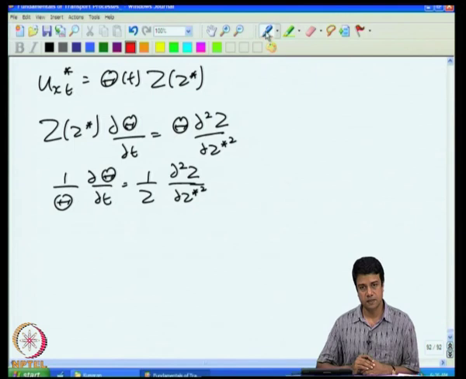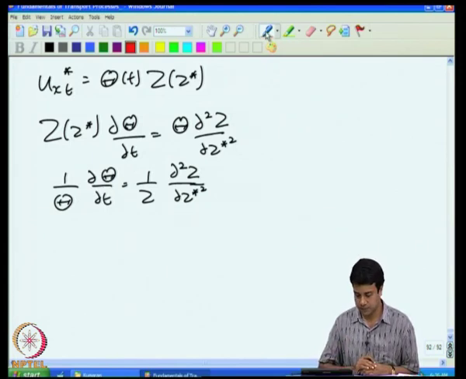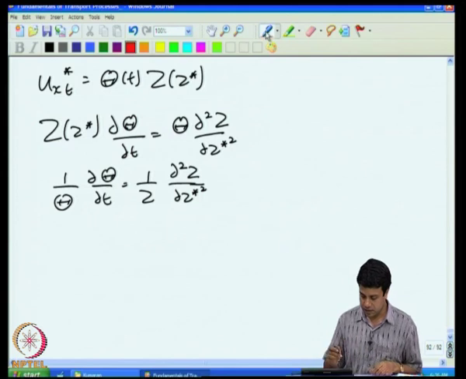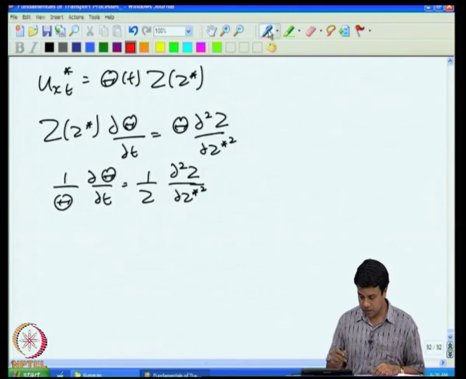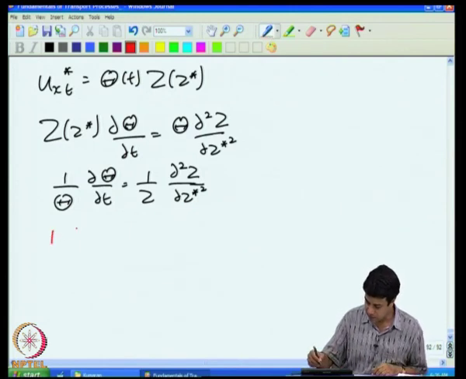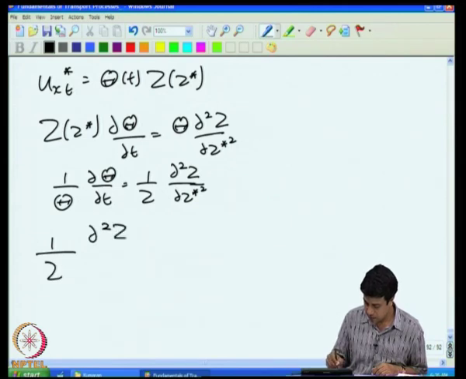A similar reduction has to be done when there are inhomogeneous terms in the equation as well, due to sources, sinks, body forces and so on. Once that is done, then I can set both of these equal to constants. What constants should they be? Once again, 1 by Z d square Z by dz star square.